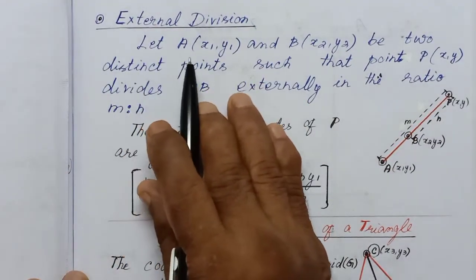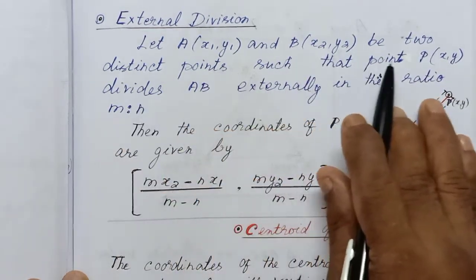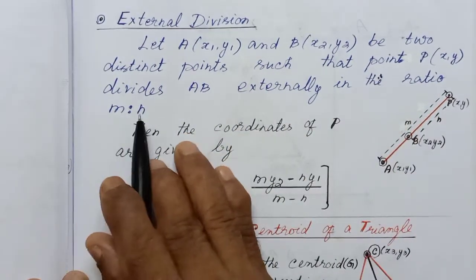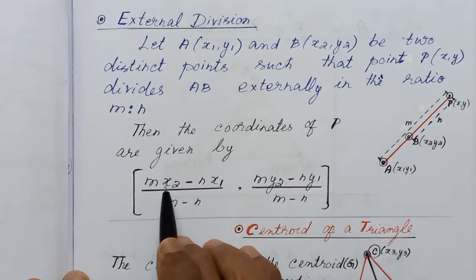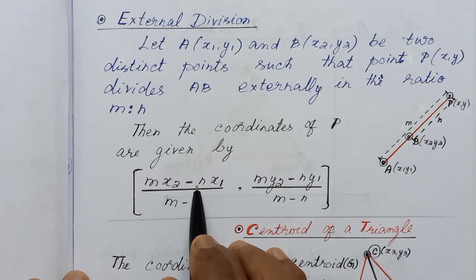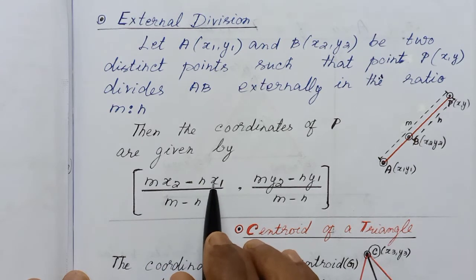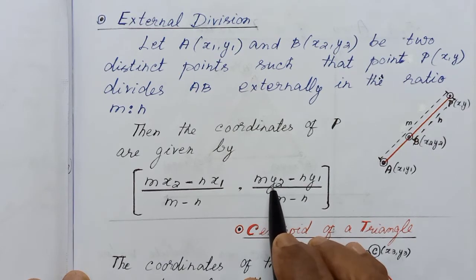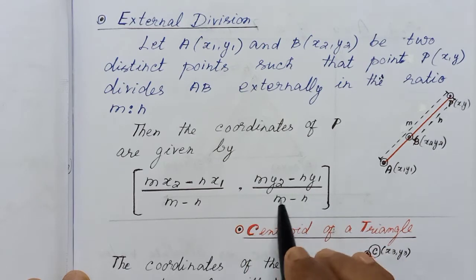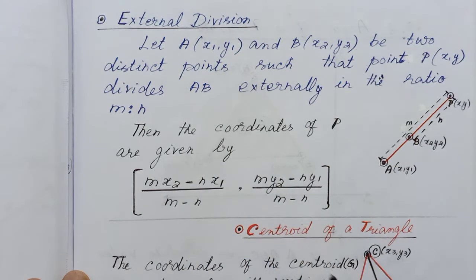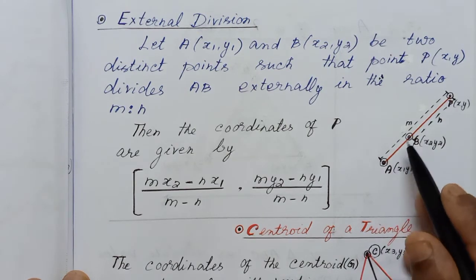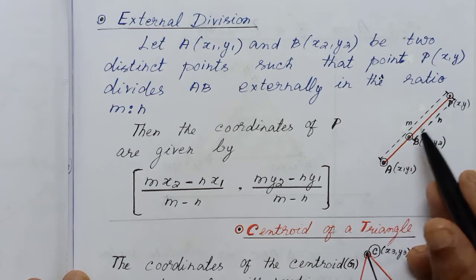Next one is the external division. Let A equal to (x1, y1) and B equal to (x2, y2) be two distinct points such that the point P(x, y) divides AB externally in the ratio m is to n. Here, apart from AB, there is one more point, called P, externally. That is why it is called external division. So the coordinates of P are given by (m into x2 minus n x1) by (m minus n), and (m into y2 minus n y1) by (m minus n). Externally means you put a minus sign, internally means you put a plus sign. That's all, simple. Internally means the point P is in between A and B. If it is external, P is apart from A and B.